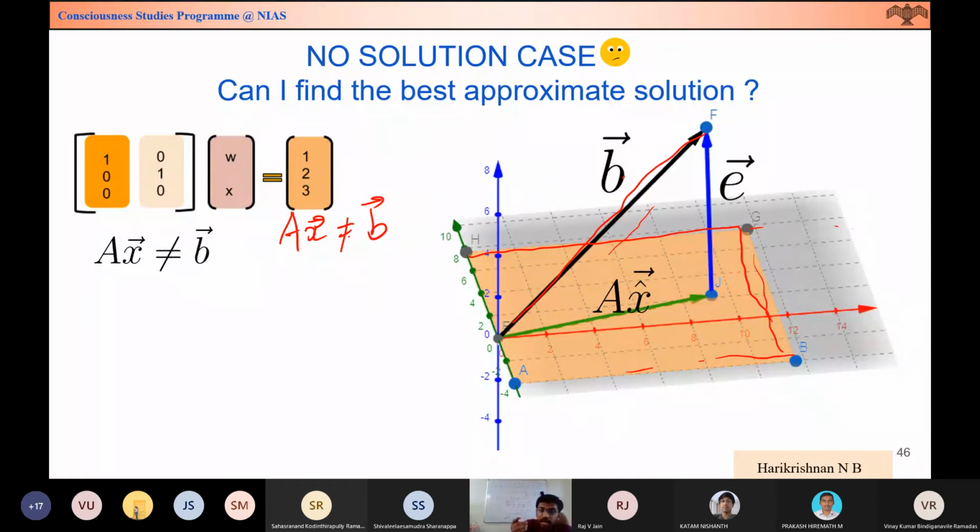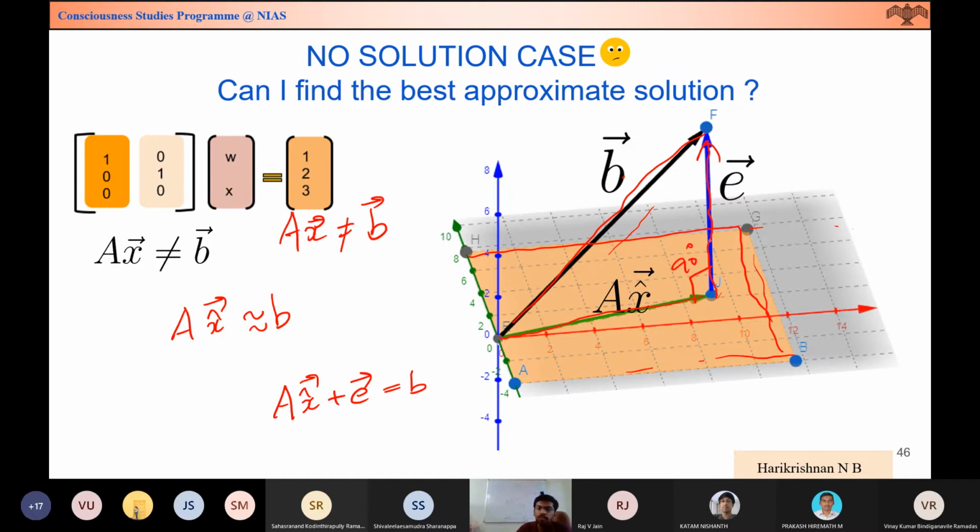Now the question here is, can I find an approximate X cap such that AX cap can approximate B? So for that, let us try and see how we solve this. If you look at this AX cap, I will define AX cap plus some error vector equal to B, and this error vector is given by this direction. Now I am saying that the error will be minimum when the error is orthogonal to the column vectors, 90 degrees.